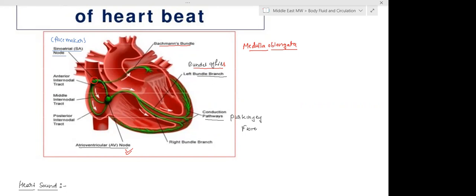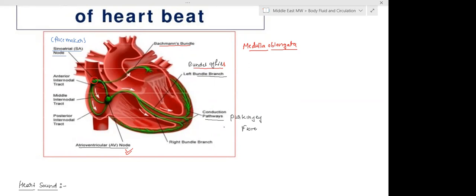Then there is another node, present between the right auricle and right ventricle. The name of this is the AV node, atrioventricular node. It branches out and spreads over the whole heart. There is a central fiber that bifurcates into two parts. These branches are called the bundle of His. These branches further branch and spread everywhere, and the branches spread on the wall of the heart are called Purkinje fibers.